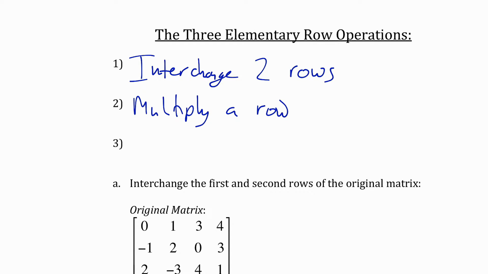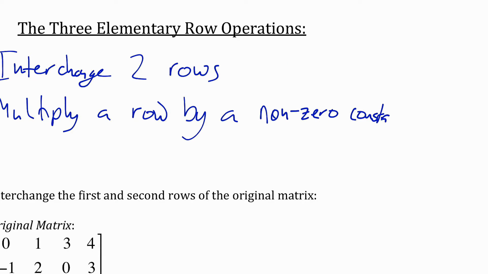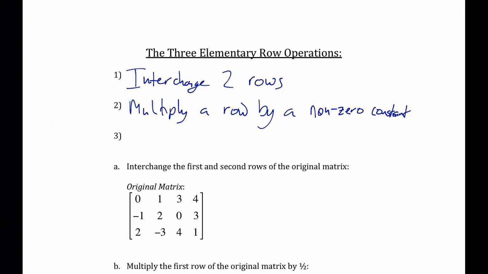And I should specify by a non-zero constant, because if you multiply by 0, everything just disappears. That's just cheating. By cheating, I mean it's not helpful. And the final one, sorry, constant, there we go. And then the last one is add a multiple of a row to another. I guess I should say add or subtract a multiple of a row.